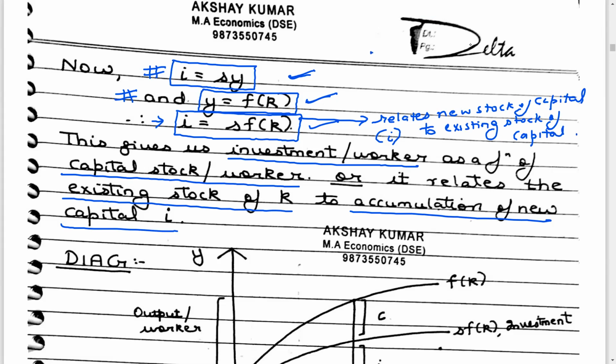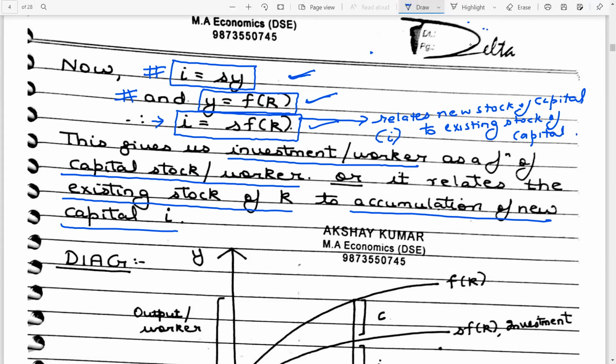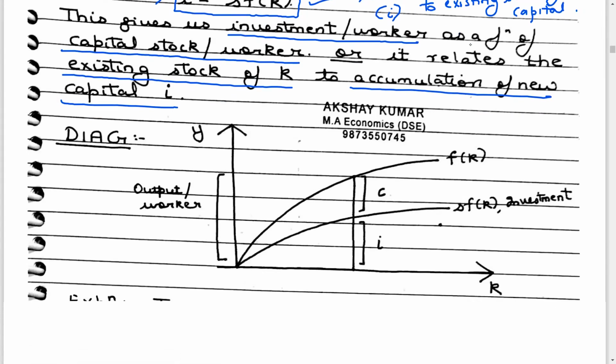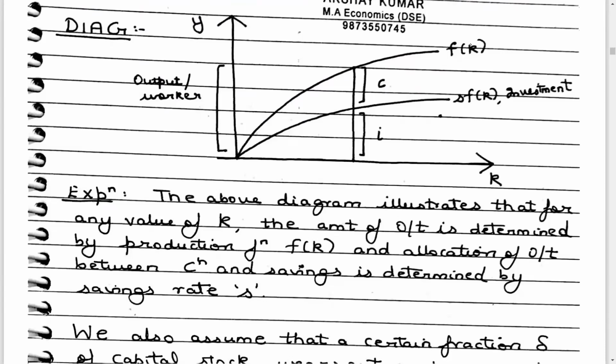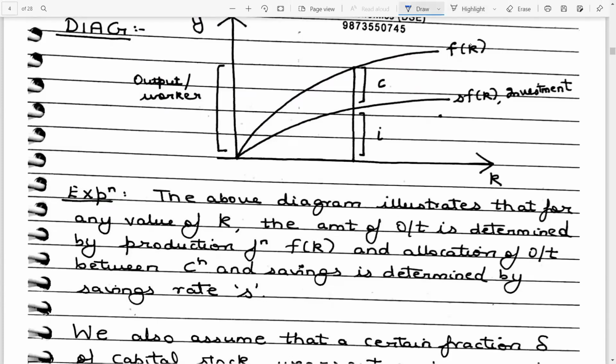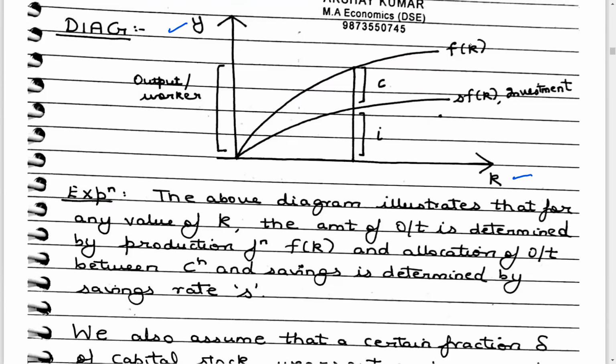Okay, so now guys, let's look at this particular concept diagrammatically. Okay, so let's look at the diagram. You can see on the horizontal axis capital stock per worker. On the vertical axis we have output per worker. The production function, you can see it's a concave production function which we have drawn. And guys, how will I draw the investment?